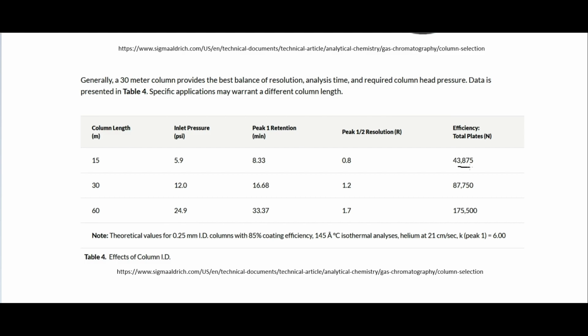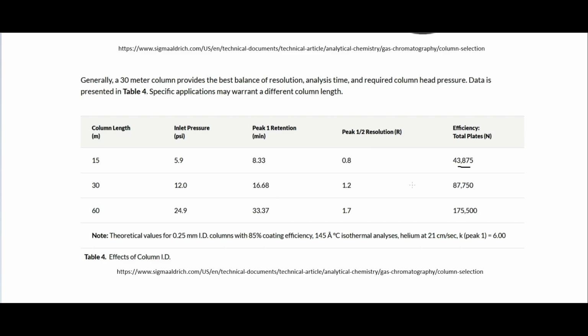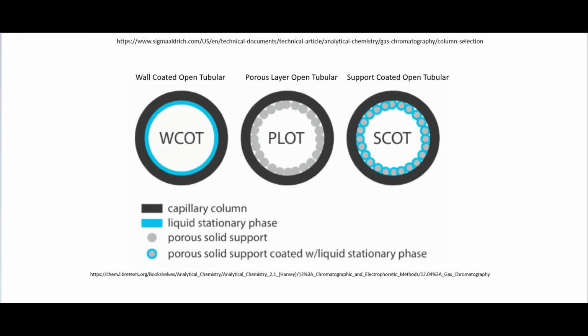When it comes to the length of the column, we again want to look for good efficiency, but we also want to have good resolution. So it's another trade-off between having that efficiency and the resolution, just like it was with column chromatography. Like I said, these are the different kinds of wall-coated columns. There are packed versions of this, but those are a lot less common.